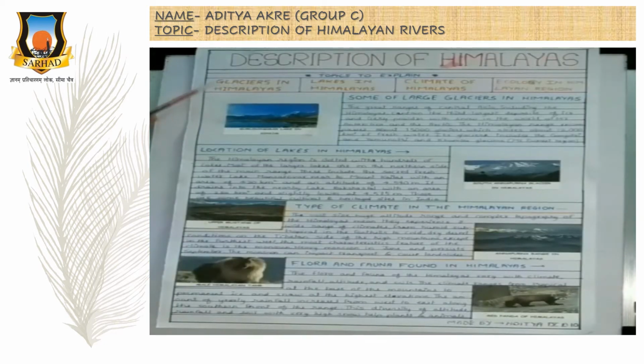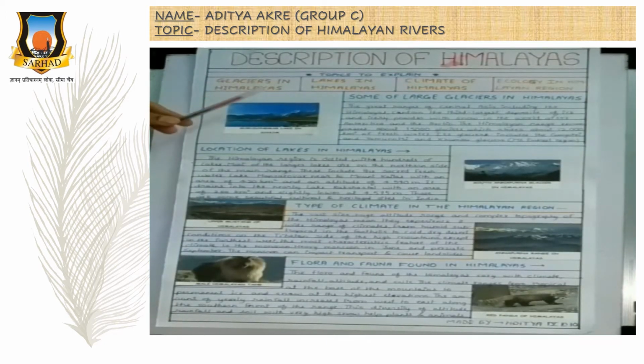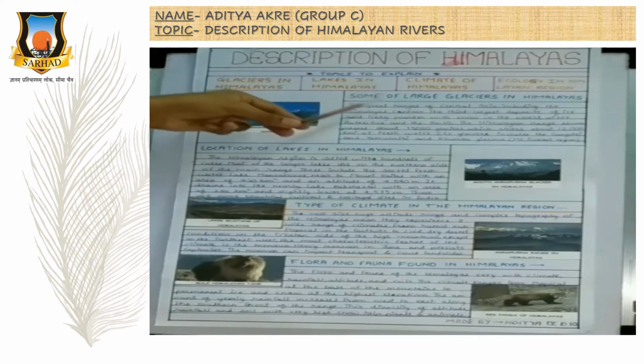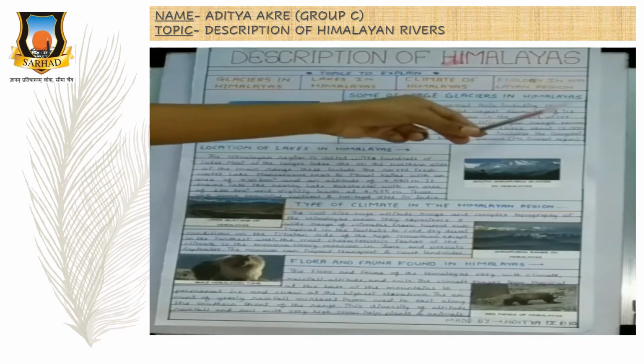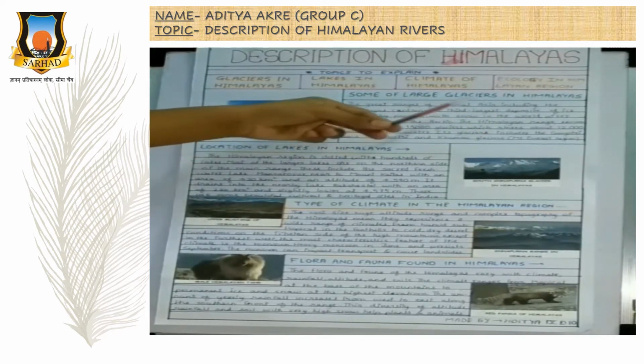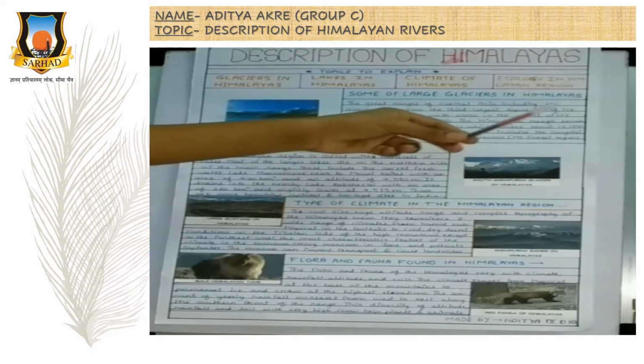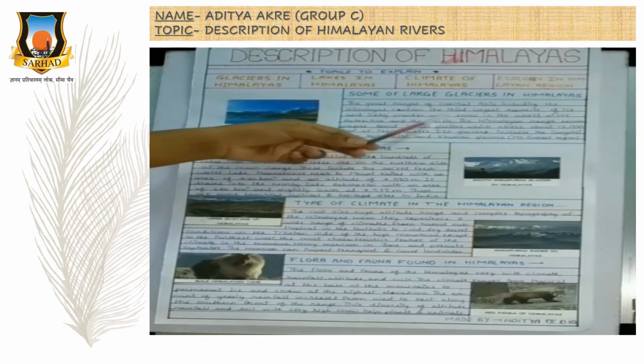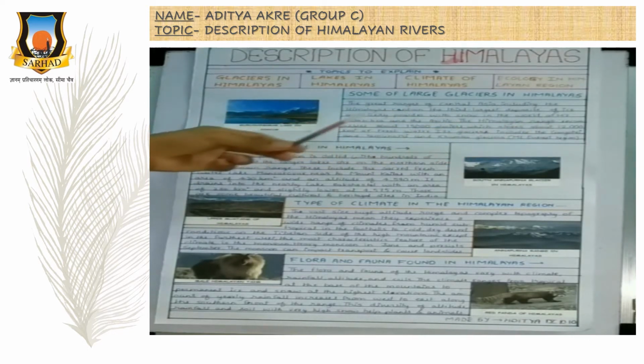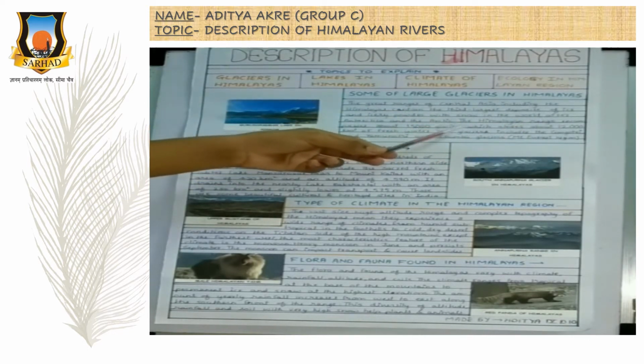Next topic is glaciers in Himalayas. In this topic, we are going to see some of the large glaciers in Himalayas. The Great Range of Central Asia, including the Himalayas, contains the third largest deposit of ice and snow in the world, after Antarctica and the Arctic.